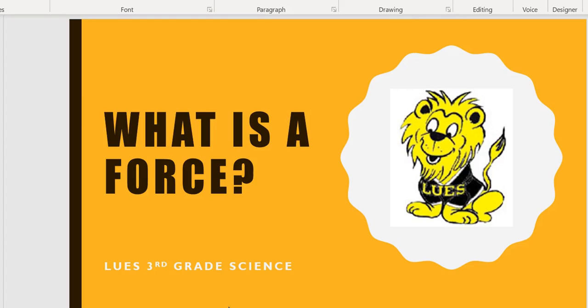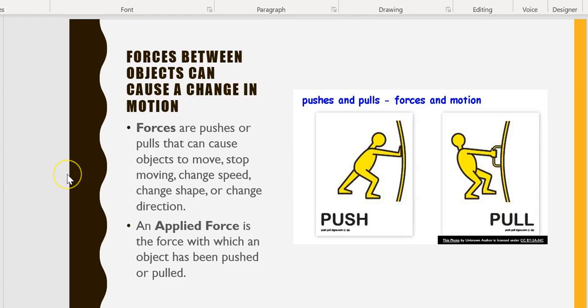Well, what is a force? Is it just something we hear about in Star Wars, or is it something else? Well, let's get started and find out. So, forces are pushes or pulls that can cause objects to move, stop moving, change speed, change shape, or change direction. Forces between objects can cause a change in motion. An applied force is the force with which an object has been pushed or pulled, and we're going to look at applied forces more in a little bit.